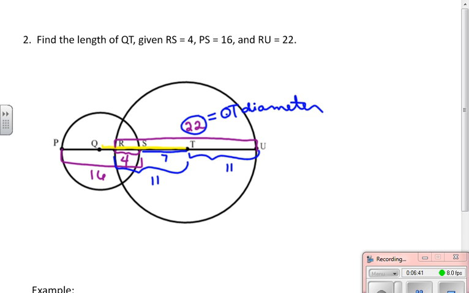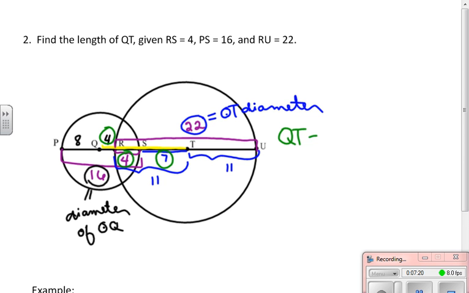And I can do the repeat over here, that 16 is the diameter of circle Q, so that means that this piece is 8, Q to S is 8, which means that Q to R is 4. And then if I just come back in here, what do I need for Q to T? I need 4 plus 4 plus 7, and QT is equal to 15 units.